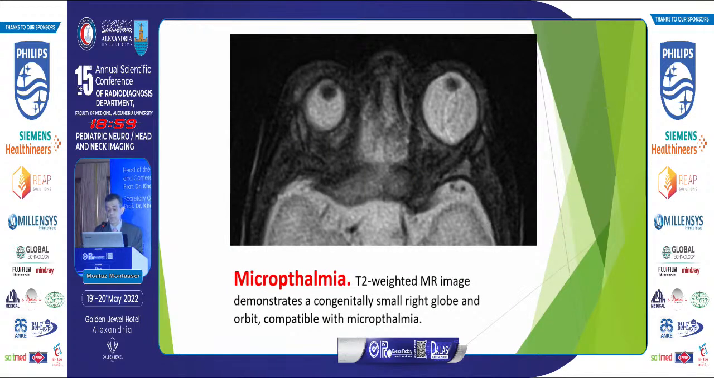Here is an example of right microphthalmos. The right eye globe is evidently smaller than the left one.